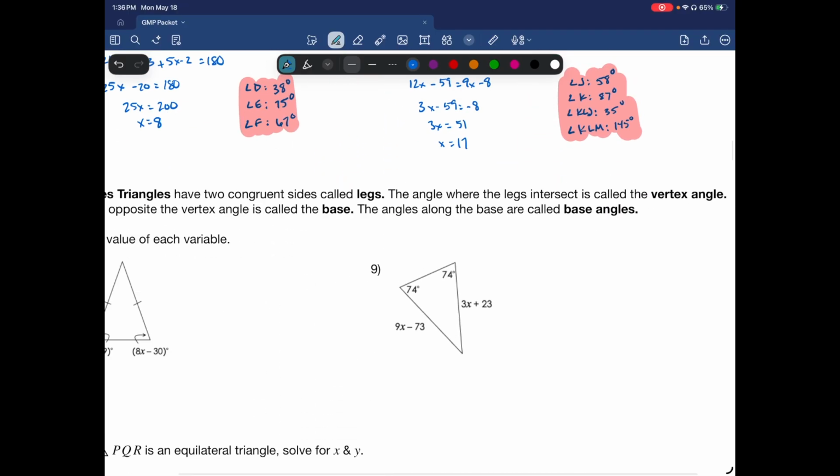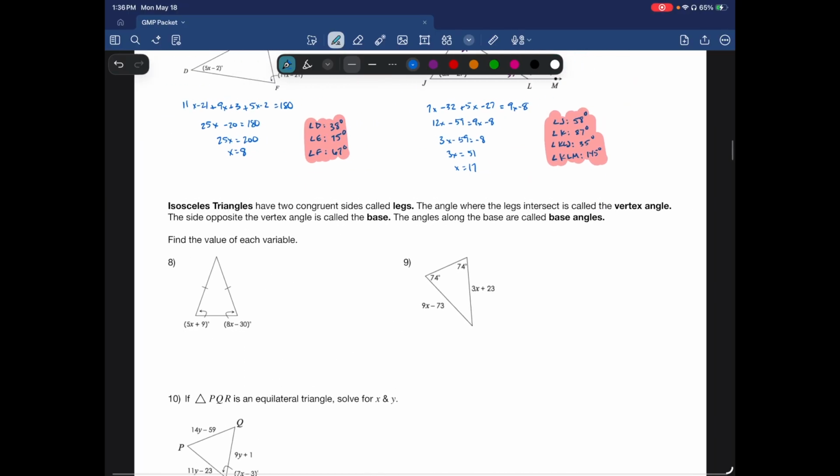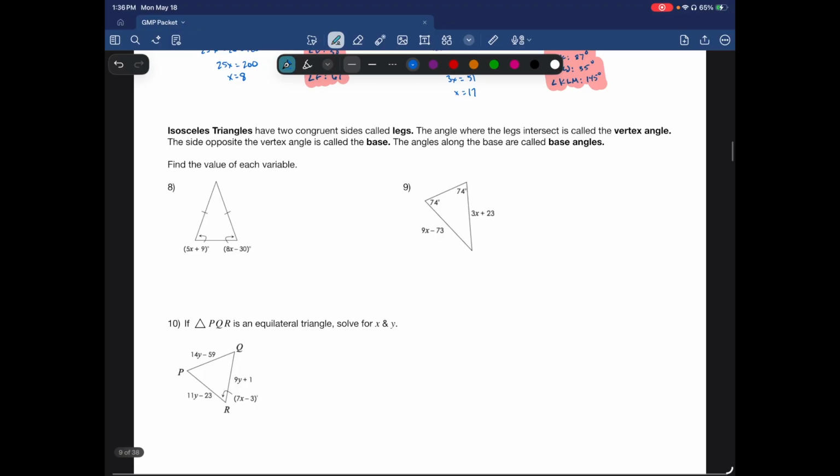All right. Now, working with isosceles triangles. Isosceles triangles have two congruent sides called legs. The angle where the legs intersect is called the vertex. And the side opposite the vertex is the base. And the two angles on the base are base angles.